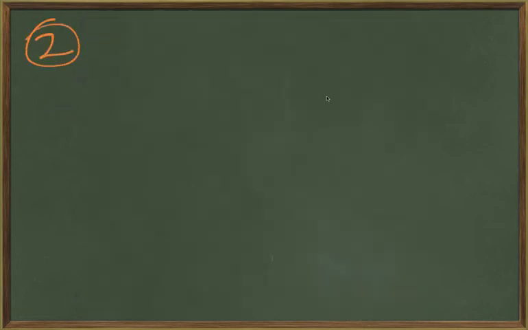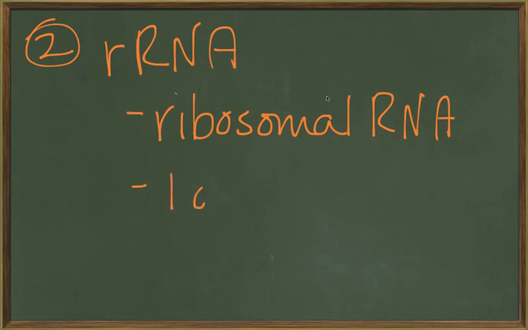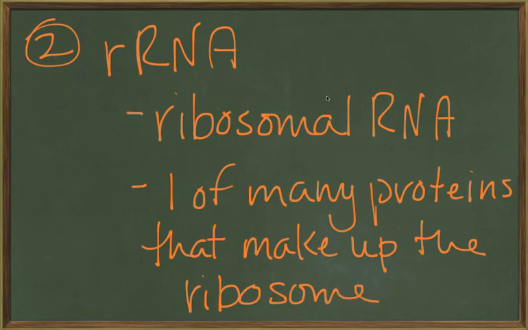The second type of RNA that you will come across is rRNA. This stands for ribosomal RNA. It's one of many proteins that make up the ribosome that you are familiar with from all of our cell parts work that we have done. Ribosomes are important because that is the site of protein synthesis. That is where proteins are made. So this is a pretty important part of the process.